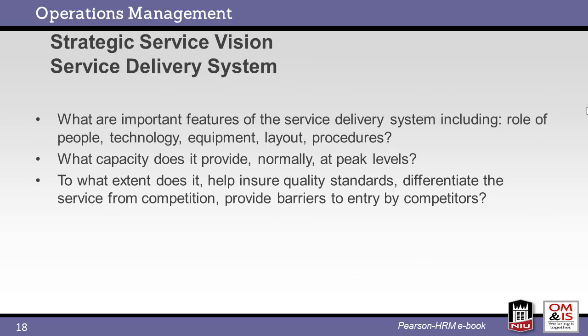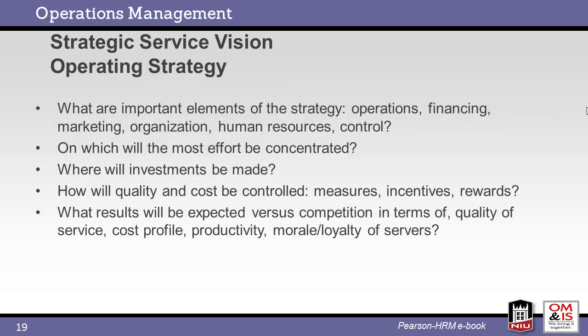To define the vision of the service delivery system, we define the key features, capacity, quality standards, and differentiation. What methods will we use to provide the service at what level? Our service operating strategy considers operations, financing, marketing, and staffing. What areas are our key focus? How will we measure our performance and our success? What is our competitive stance?